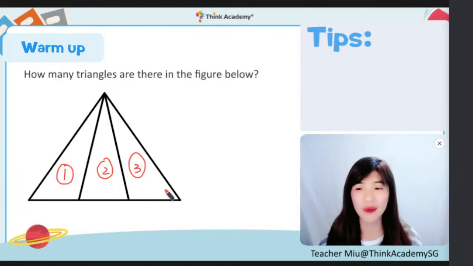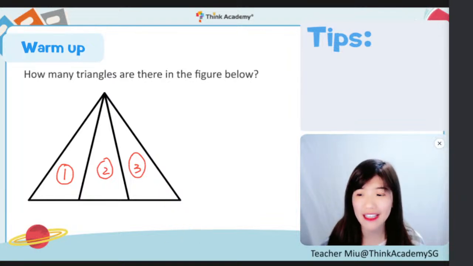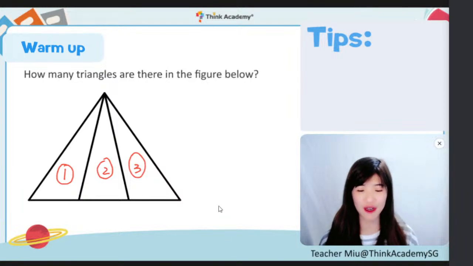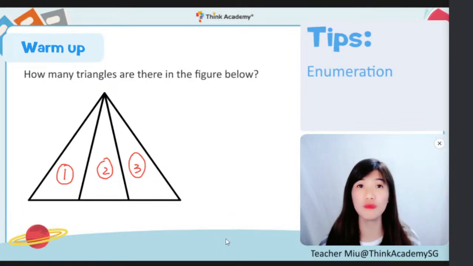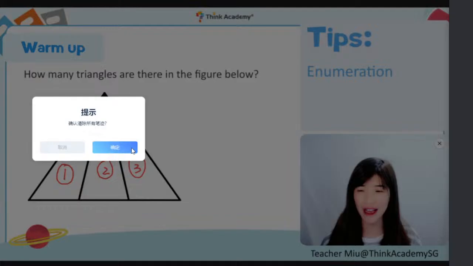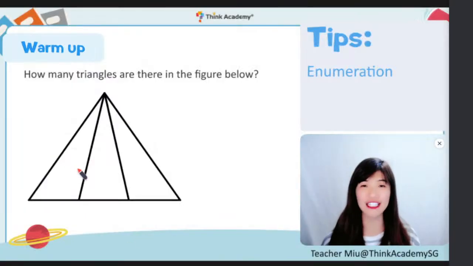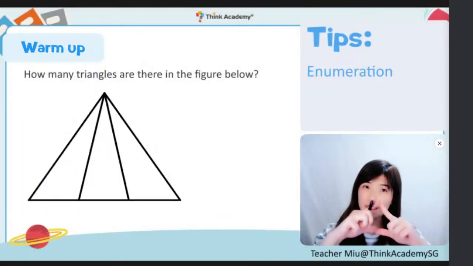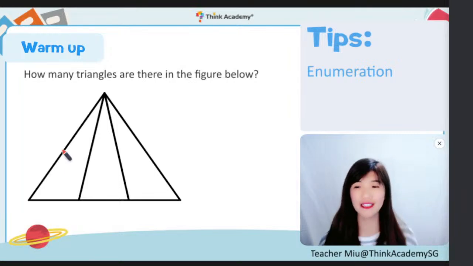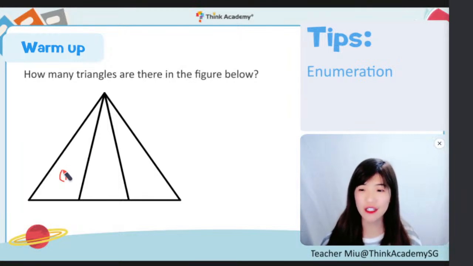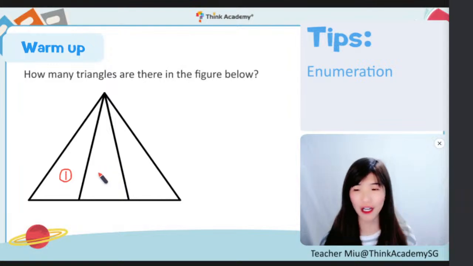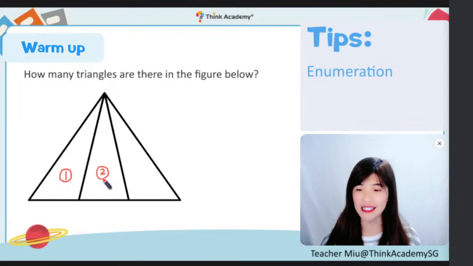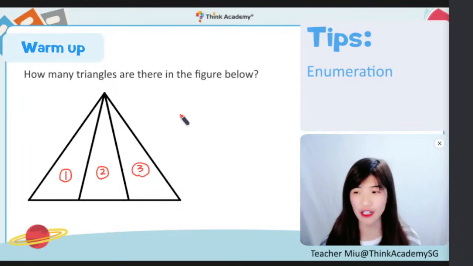So how can we count them in order and at the same time not miss any? This time we can use one very simple method called enumeration. Let's try it together. First, I can label each of the smallest parts of the triangle as one part. So this one is the first part, the second one is the second part, the third one is the third part, right? So if I only consider each part as one triangle, let's go.